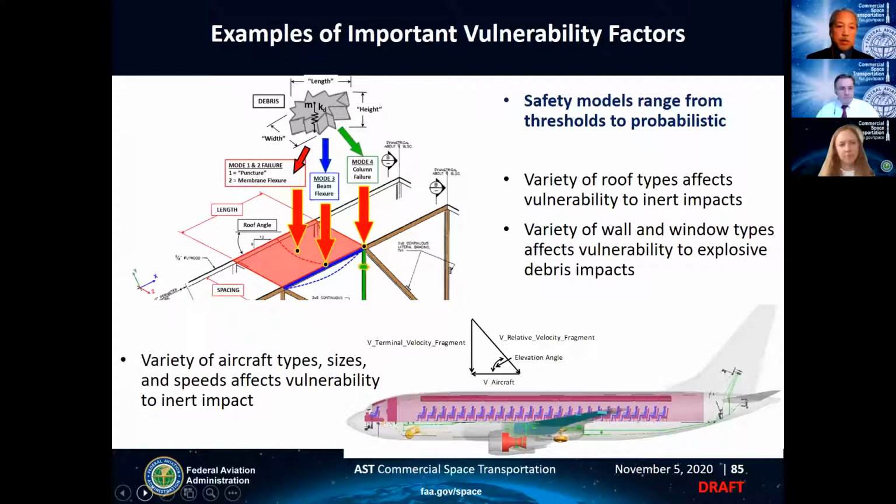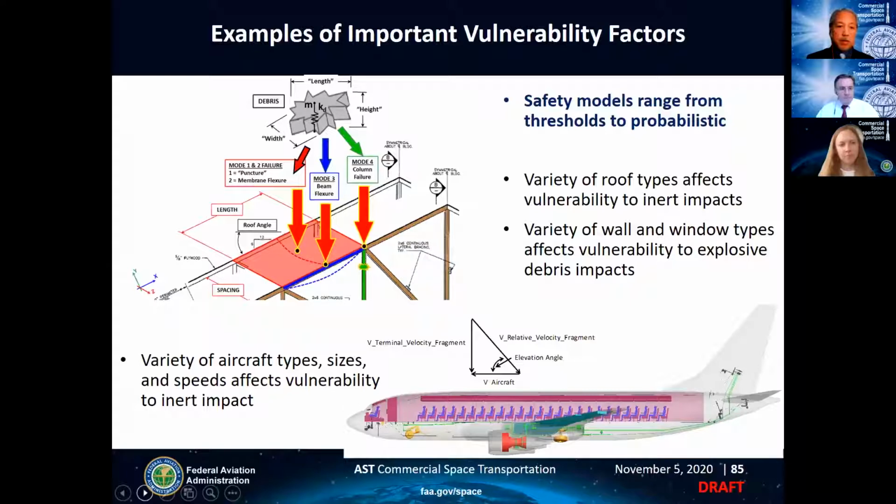First, I'll mention that safety models range from applying threshold values to a probabilistic approach. For example, a fragment with a kinetic energy above a certain threshold will always deliver damage, while a probabilistic method may assume that there would be a probability of the fragment delivering that damage. So vulnerability factors for structures here.